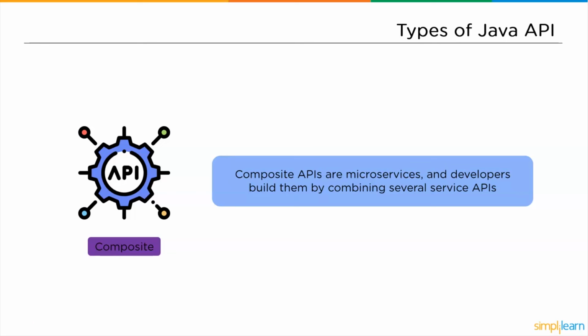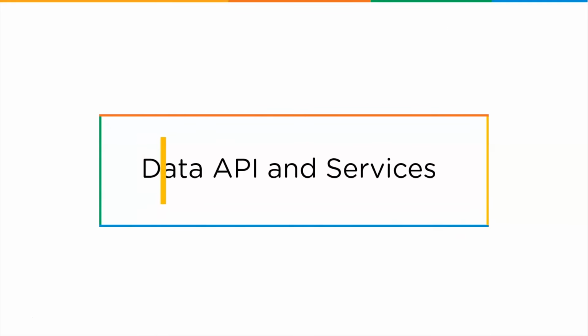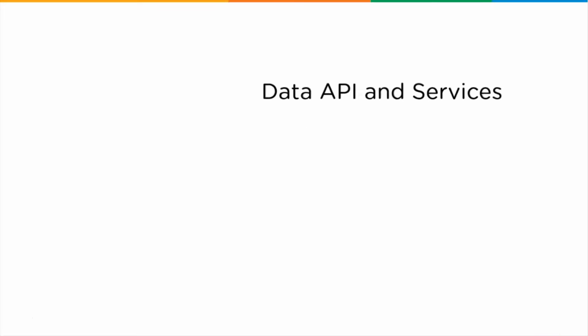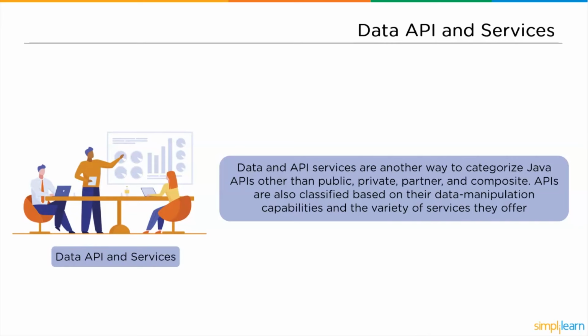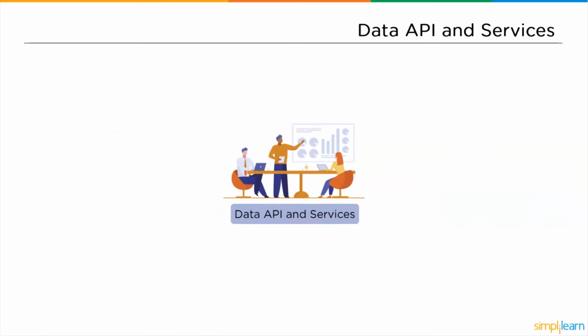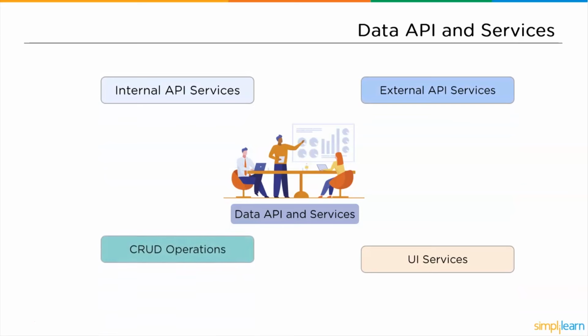Now that we have covered the different types of APIs, let us now discuss the categorization of Java APIs based on the services that different varieties of APIs in Java provide. So data and API services are another way to categorize Java APIs other than the previous type, which is the public, private, partner, and composite. APIs are also classified based on their data manipulation capabilities and the variety of services they offer. So this type of categorization has 4 different types, which are the internal API services, external API services, CRUD operations, and user interface services. We will understand each one of them in a bit more detail.